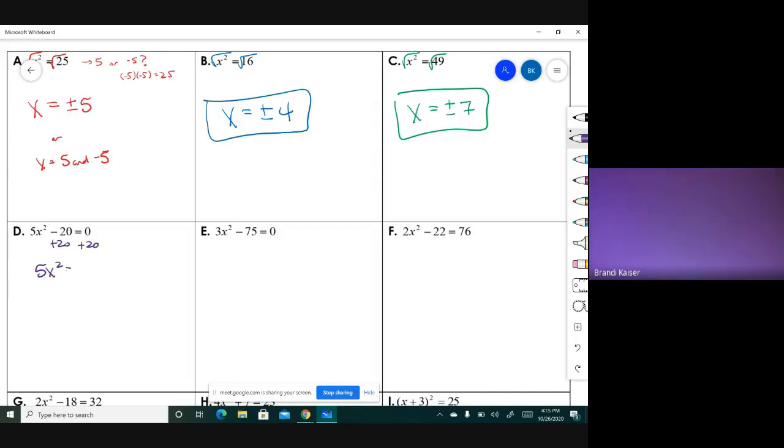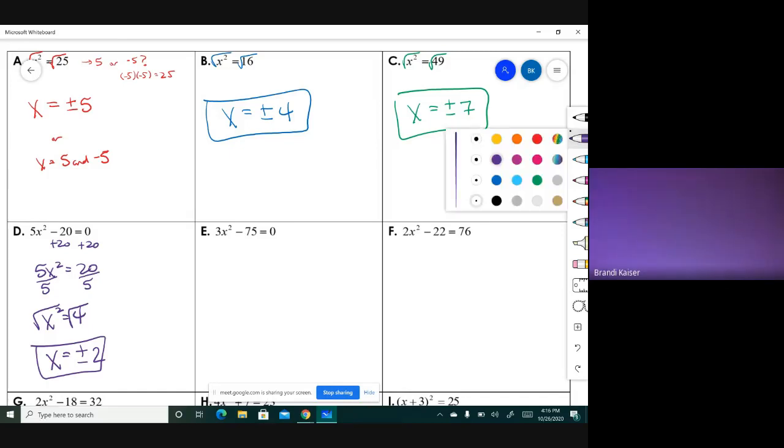That's going to leave me with 5x squared. 0 plus 20 is 20. I can then multiply or divide things. So divide by 5. 20 divided by 5 is 4. So now I end up with the x squared on its own. There's no other numbers running around. So in order to undo the square, I'm going to square root both sides. And the square root of 4 is 2. So positive and negative 2 would be my final answers. Okay, and those are the steps that we're going to have to remember to take as we go through our examples.